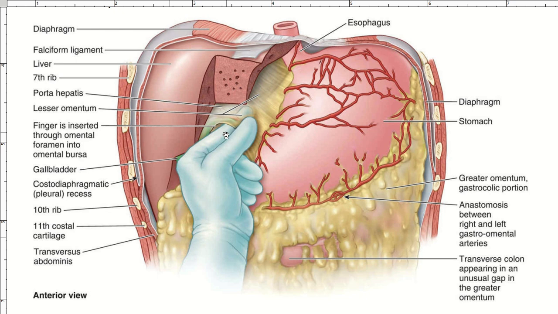And then we are going to have your posterior border. Behind this finger, posteriorly, you're going to have your inferior vena cava and your right crus of the diaphragm. The right crus of the diaphragm and the inferior vena cava make the posterior wall or the posterior border of the epiploic foramen. Superiorly you're going to have the caudate lobe of the liver, and then inferiorly you're going to have the first part of the duodenum.